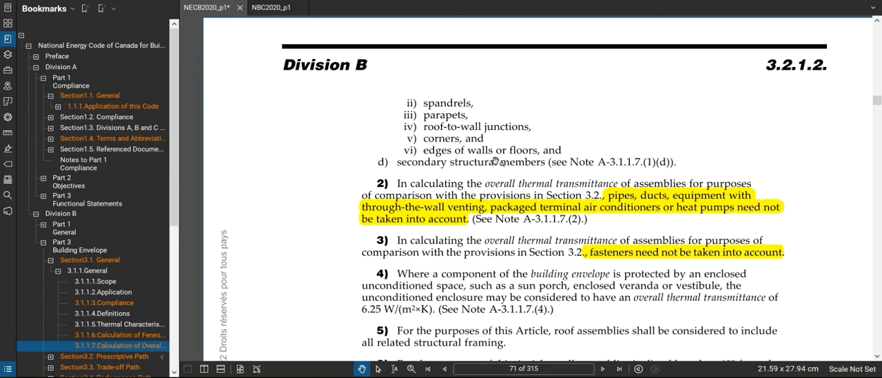So edges of walls and floors. So basically everything is being included in the calculation. Some things that are excluded are pipes, ducts, and equipment, and through-wall venting you cannot include in the calculations. And also it excludes fasteners, so any screws or something like that penetrating the envelope.